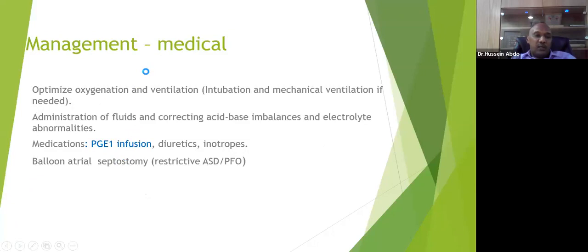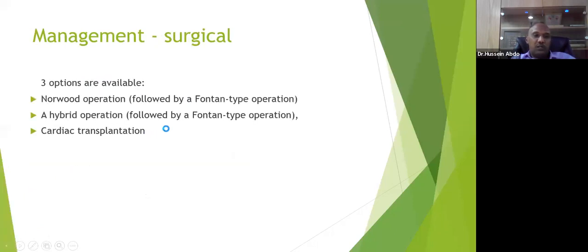For a general pediatrician, if we suspect a patient with critical congenital heart disease, either left or right side, it is mandatory to start prostaglandin. This will make a big difference in the treatment of this patient.